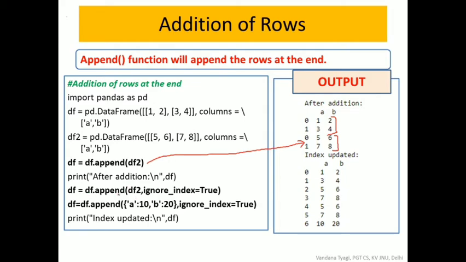Then df.append(df2, ignore_index=True). Now we have added df2 below this. So already this structure is my df now and df2 is being added. So 1, 2, 3, 4, 5, 6, 7, 8 is my df. This is df2 added over here.